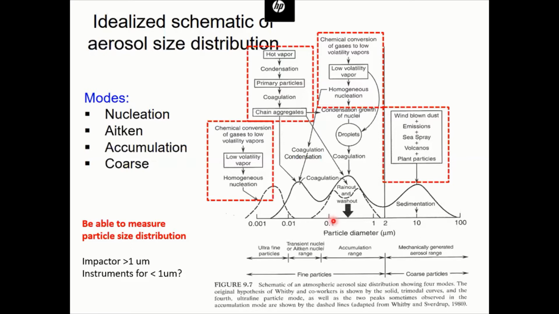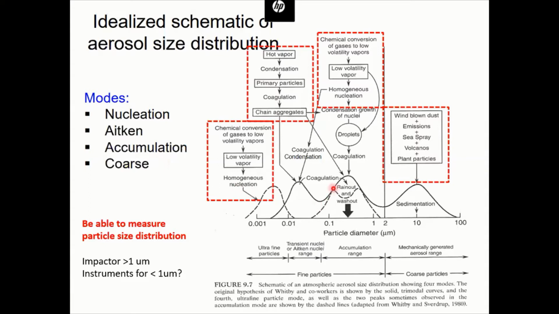So for example, if the particles are below 0.1 microns, which is 100 nanometers, those particles are called the Aitken mode. Okay, so this is called the Aitken mode. And if they're below 10 nanometers, which is 0.01 microns, those are called the nucleation mode. Some people also call them ultrafine particles. And particles that are above 0.1 micron, which is 100 nanometers, this mode is called the accumulation mode.